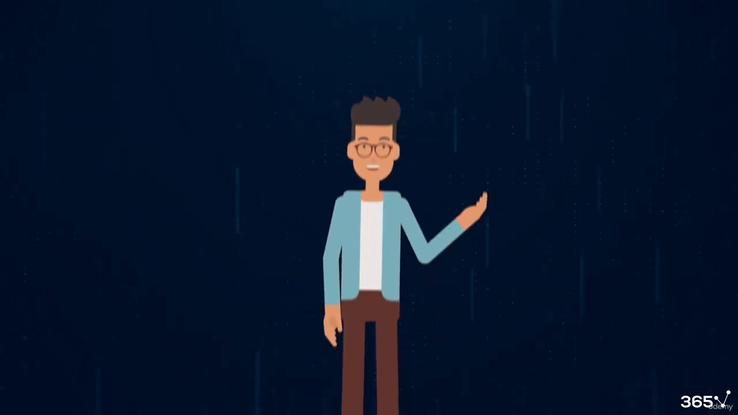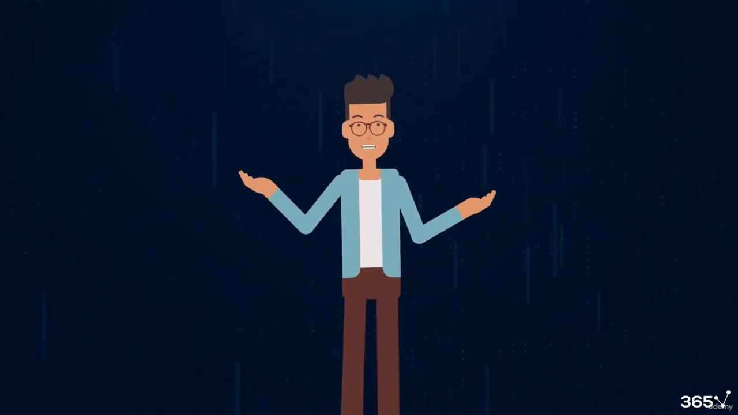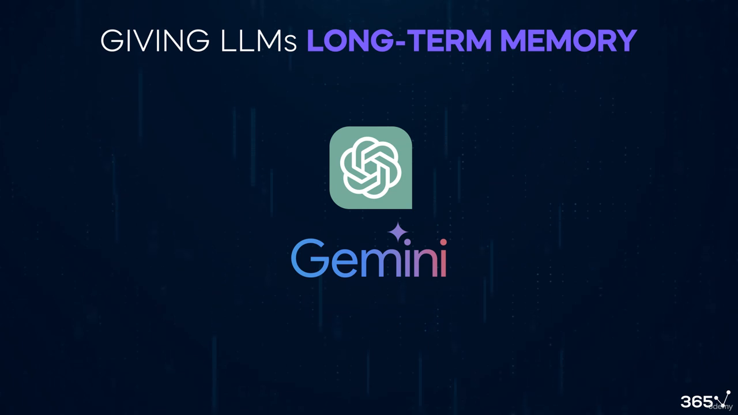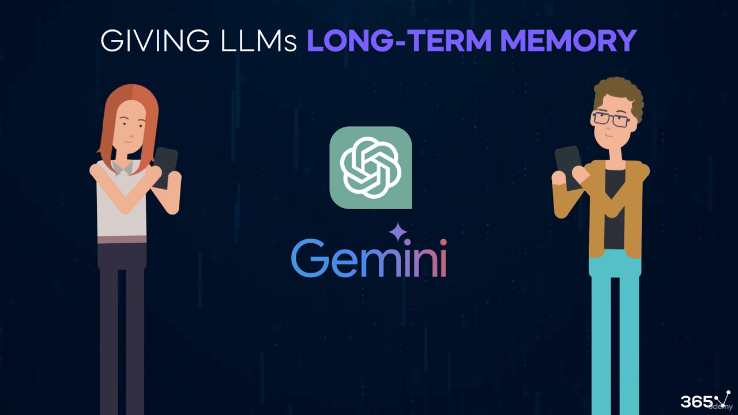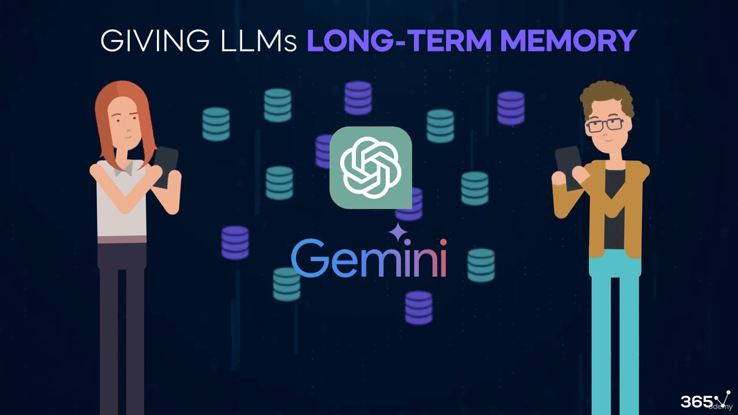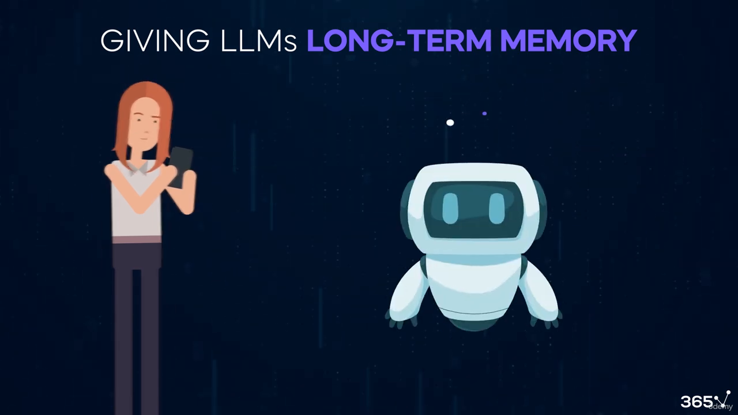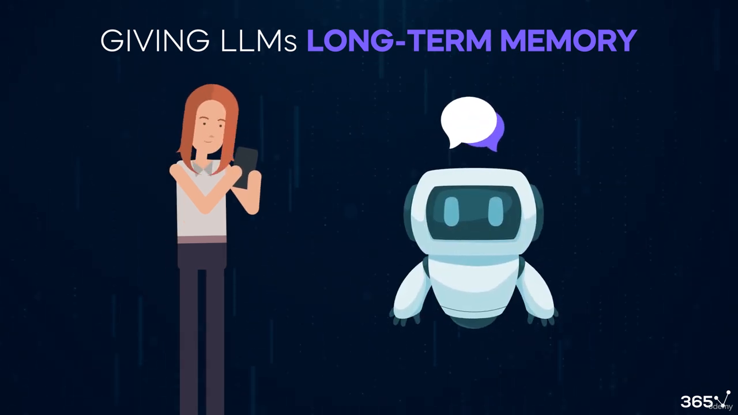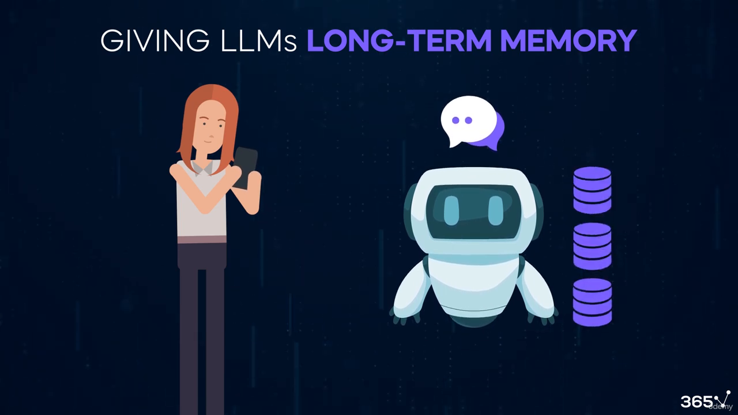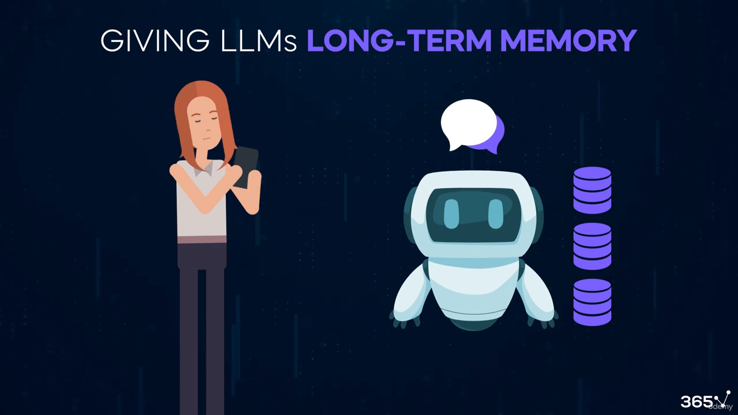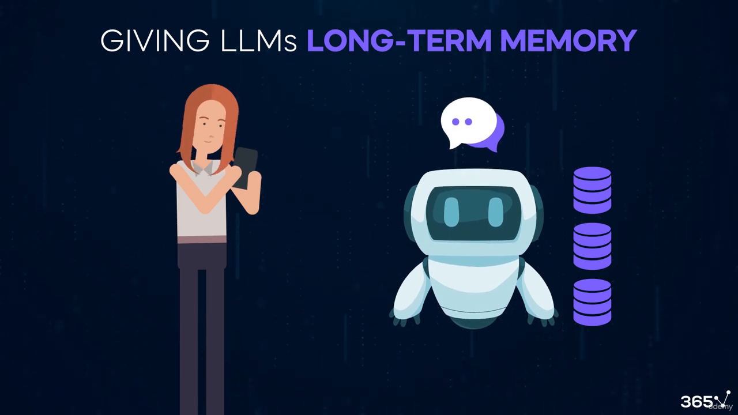In addition, one of the coolest applications of vector databases is giving LLMs like GPT and Gemini long-term memory. By storing past interactions or learned information as vectors, a model can reference this data to better understand context. For example, if you use an LLM as a chatbot assistant, it can store information about previous conversations with you and similar customers, and provide more informed responses.